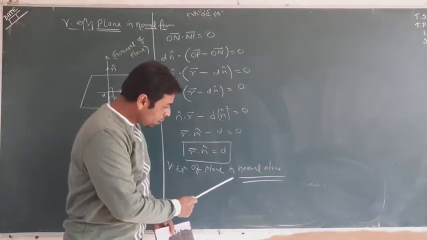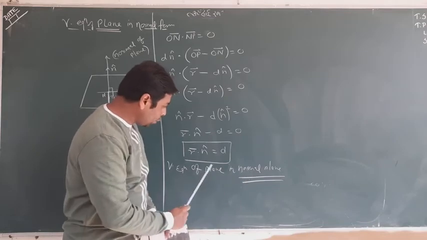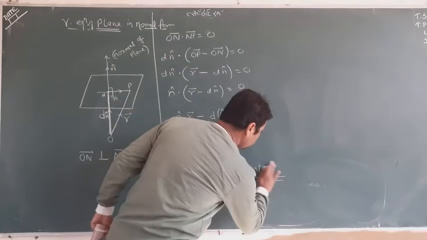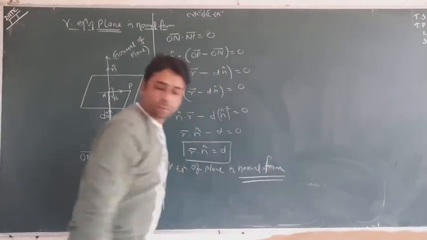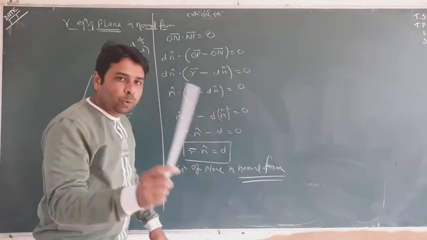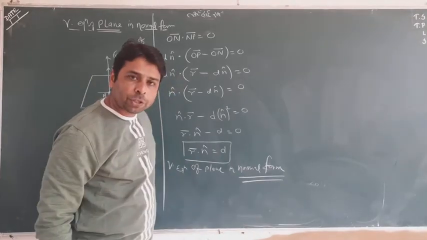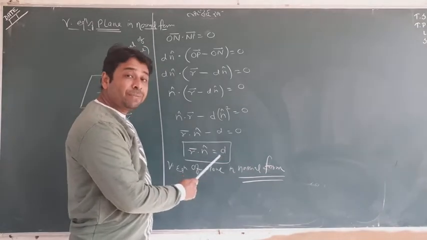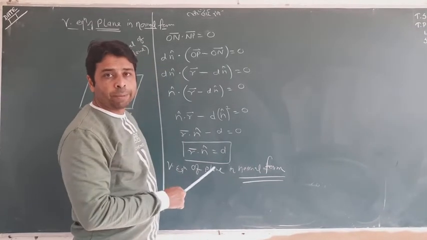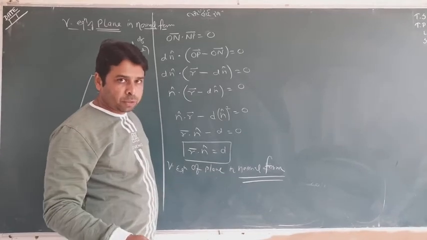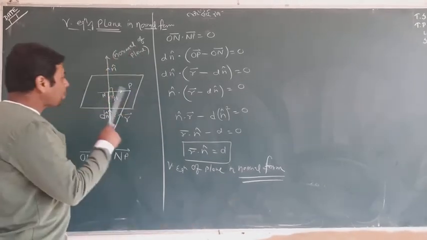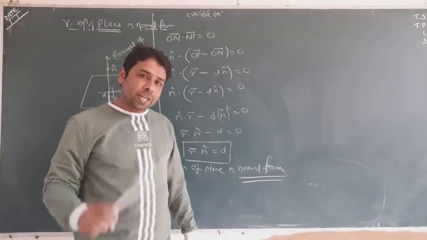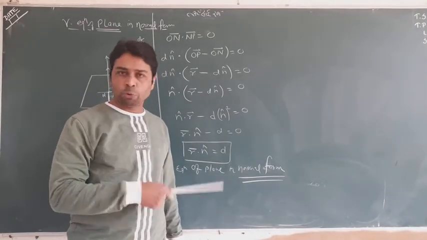This is called the vector equation of the plane in normal form. Whenever you are told to find the vector equation of the plane in normal form, D must be given. If D is given, you can use this formula. D is the perpendicular distance of the plane from the origin point. So D must be given, and if D is given, you have to use this formula.